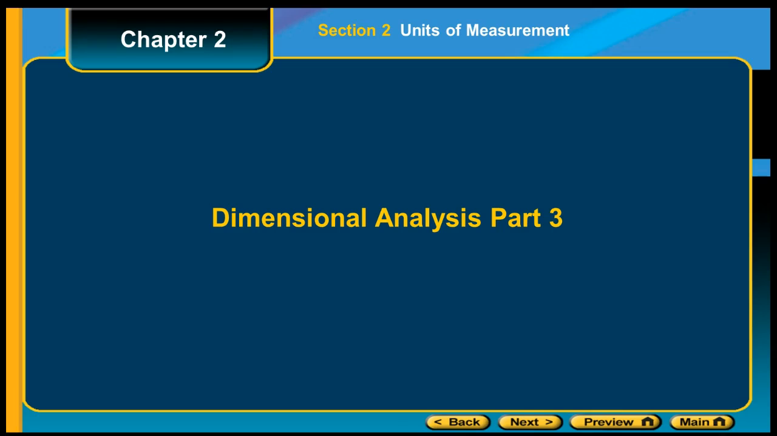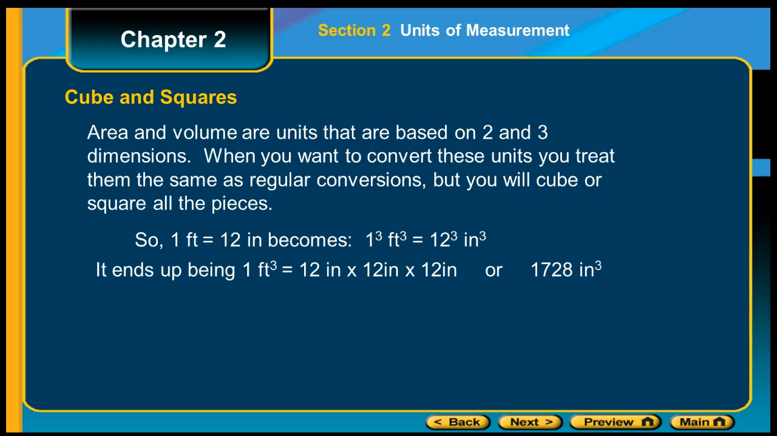So in this part we are going to look at squares and cubes, so looking at area and volume where you have more than one dimension. When you have area, you're asked to find length times width, which is a square, and when you're doing volume, it's length times width times height, so that's a cube. But when you want to convert them, you essentially treat them the same. You just add in the fact that it is more than one unit.